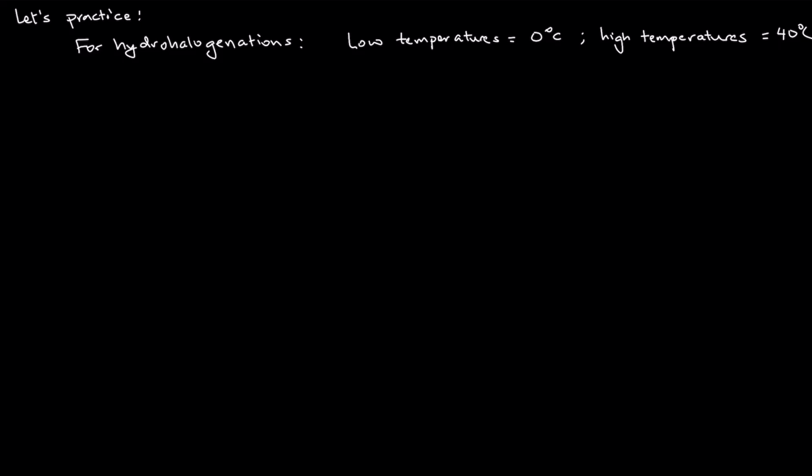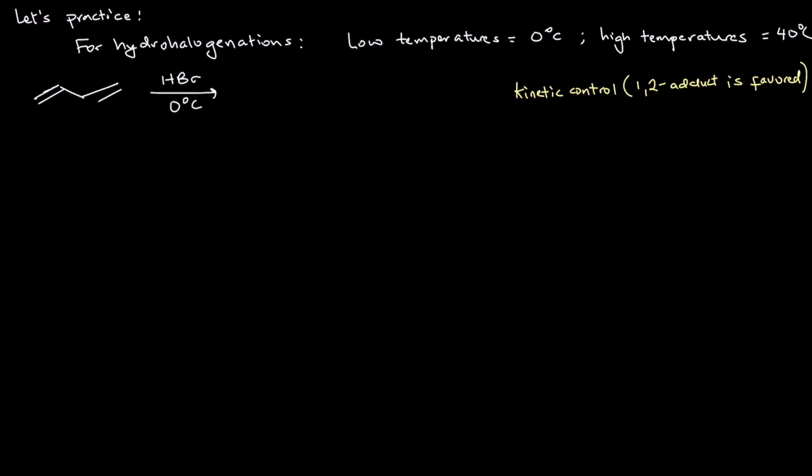So let's practice. The hydrobromination of butadiene at 0 degrees Celsius is technically under low temperatures. So that means that you're under kinetic control. And so under the kinetic control, your 1,2 adduct is going to be favored, which means that this is going to be your major product of the reaction.